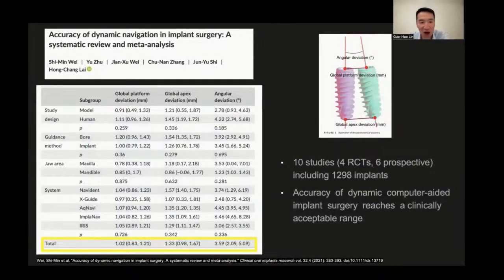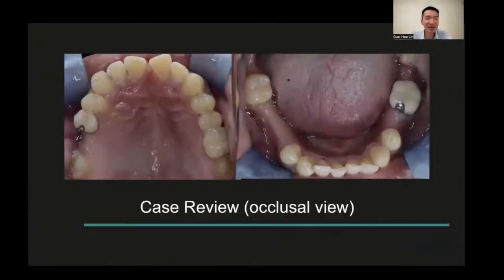Another recent study by Dr. Wei and the co-authors showed that a navigation guided system could provide a global platform deviation of about 1.02 millimeters. The global apex deviation was found to be about 1.33 millimeters, and the angular deviation was about 3.6 degrees. All these numbers were considered clinically acceptable, and these numbers are getting smaller with the advancements of AI technology and different guided systems.